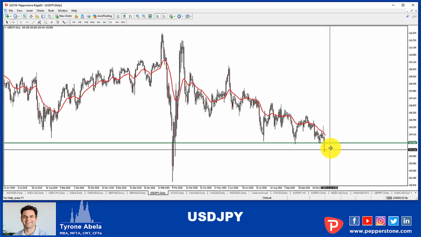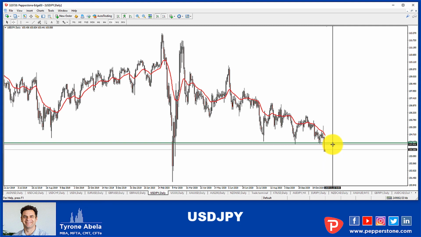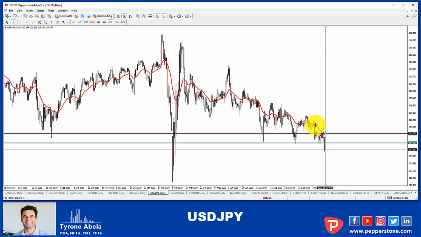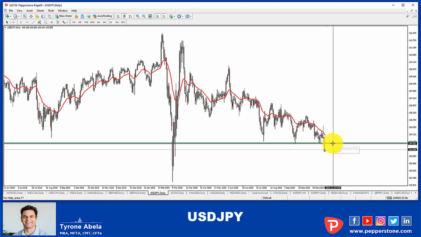But if it does come back and retest the 104 level here, which is marked by this green line, that is going to signal the role reversal. I would probably be looking for the shorts. And if it takes its time doing so, the 20 moving average will catch that up, and it'll be a double level of resistance at that point, which could provide some really good shorting opportunities.